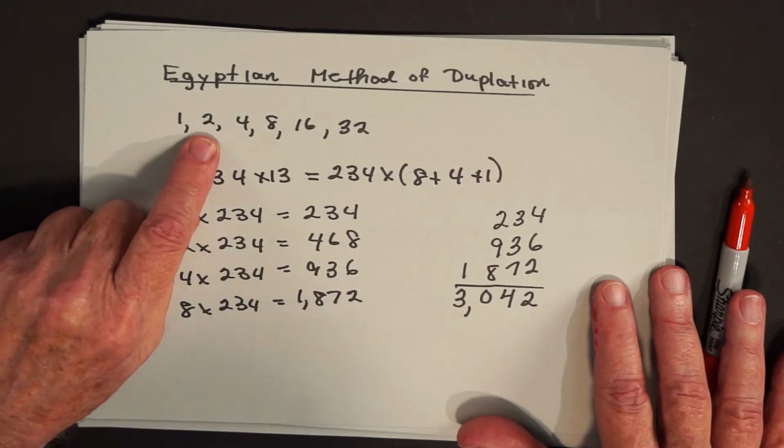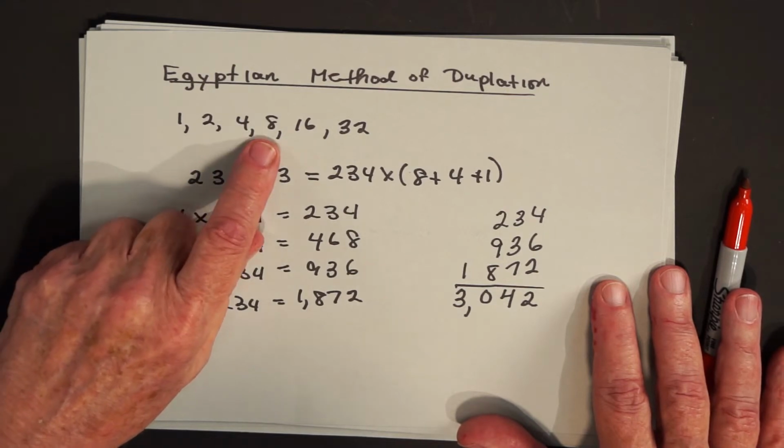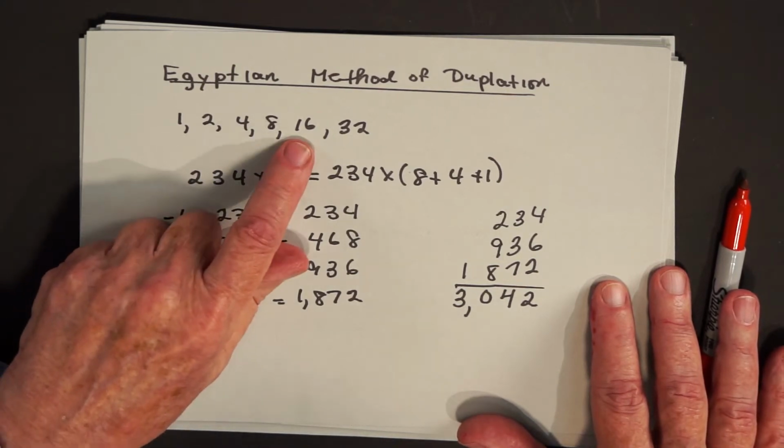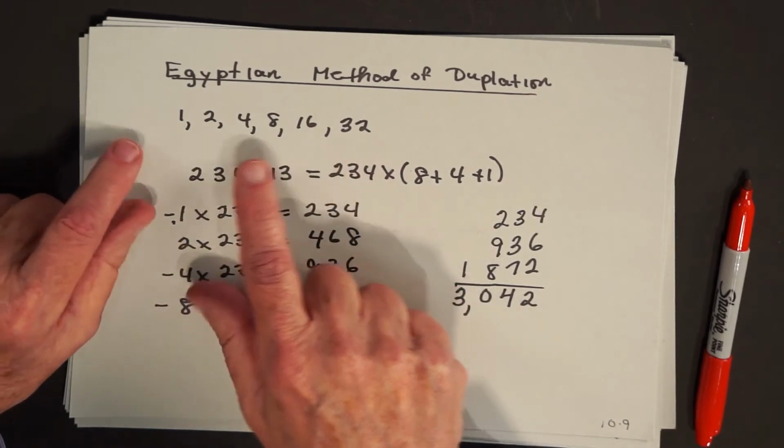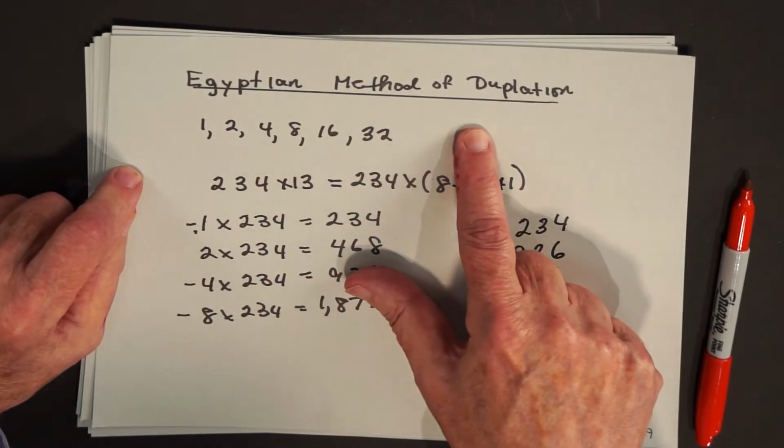Start with 1. I double it, I get 2. I double that, I get 4. I double 4, I get 8. Double 8, I get 16, 32, etc. It turns out that any whole number can be written as the sum of powers of 2.